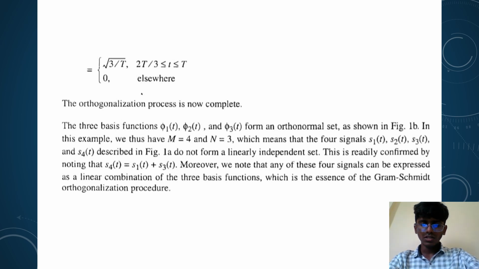the four signals s1 of t, s2 of t, s3 of t, and s4 of t described in the figure do not form a linearly independent set. This is readily confirmed by noting that s4 of t is equal to s1 of t plus s3 of t. Moreover, we note that any of these four signals can be expressed as a linear combination of the three basis functions, which is the essence of the Gram-Schmidt orthogonalization process.